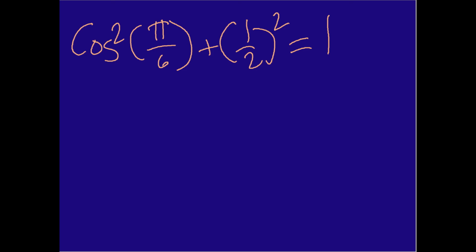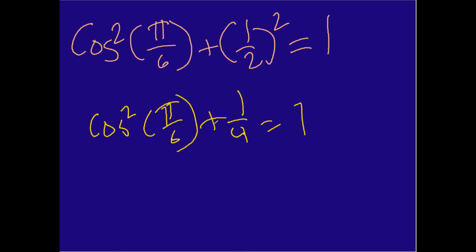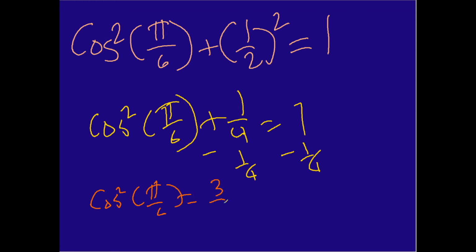So what do I do next? I square this. So 1/2 squared is going to be 1/4, equals 1, and I still have cosine squared pi over 6. Now I subtract 1/4 from both sides. This should not be surprising. We're just trying to isolate the cosine squared. So now I'm left with cosine squared pi over 6 equals 3 over 4.